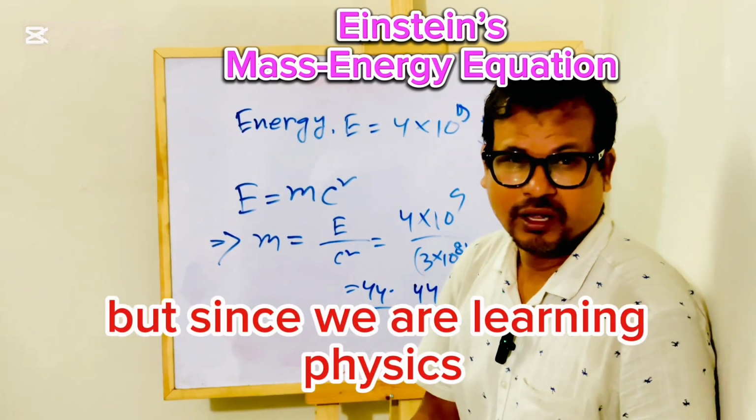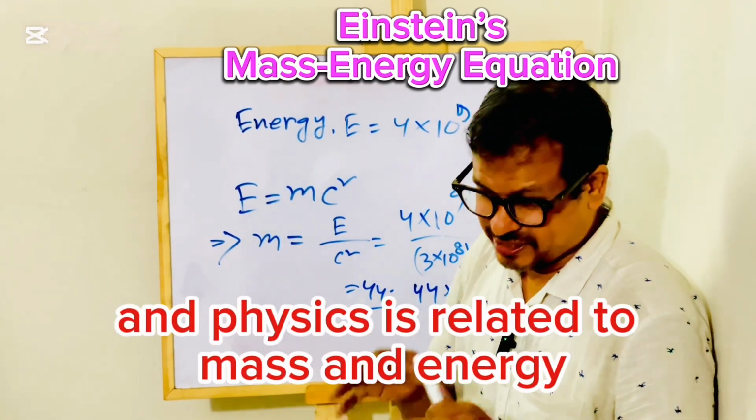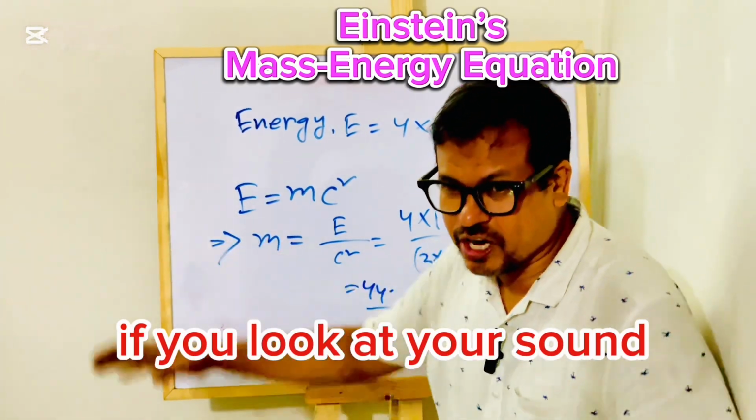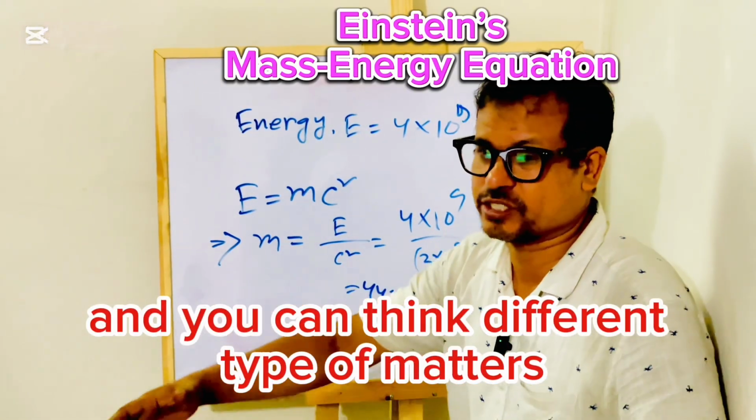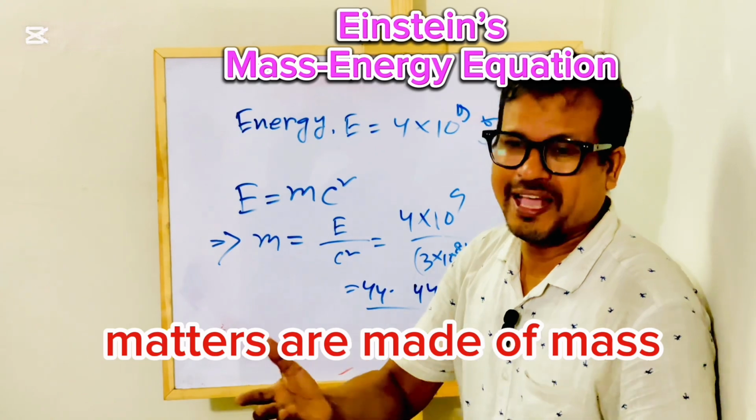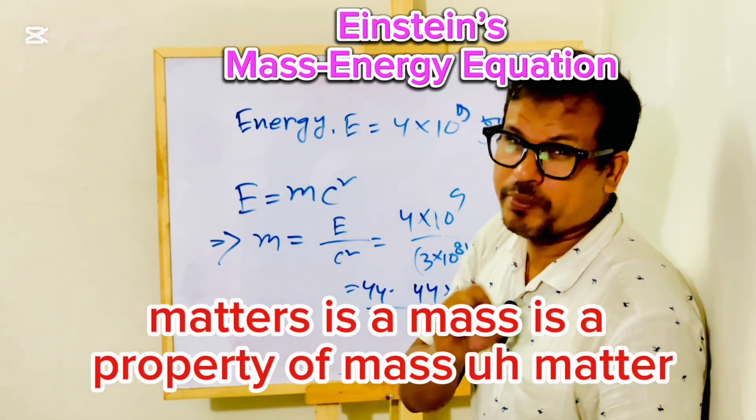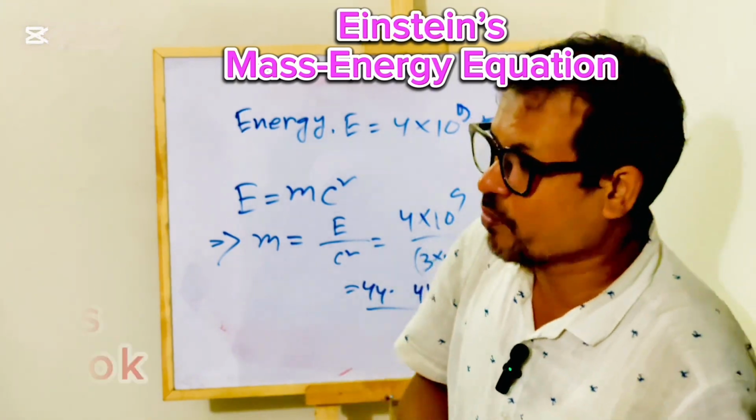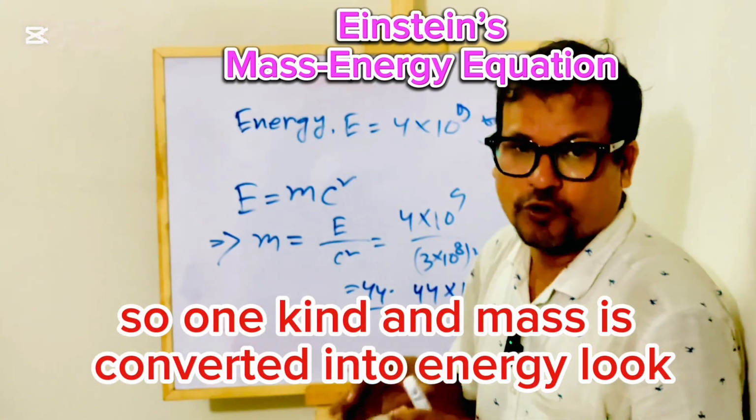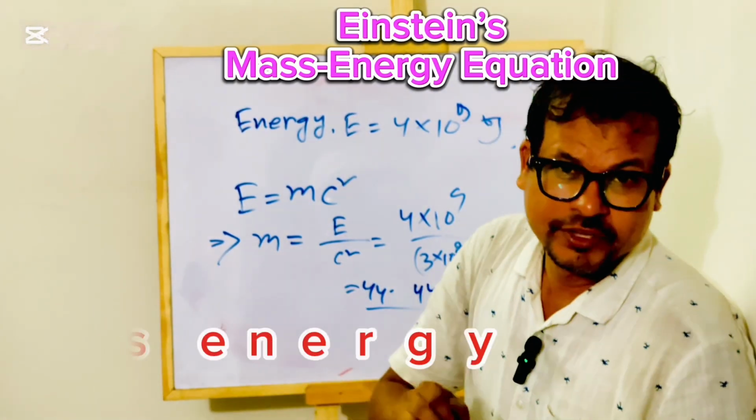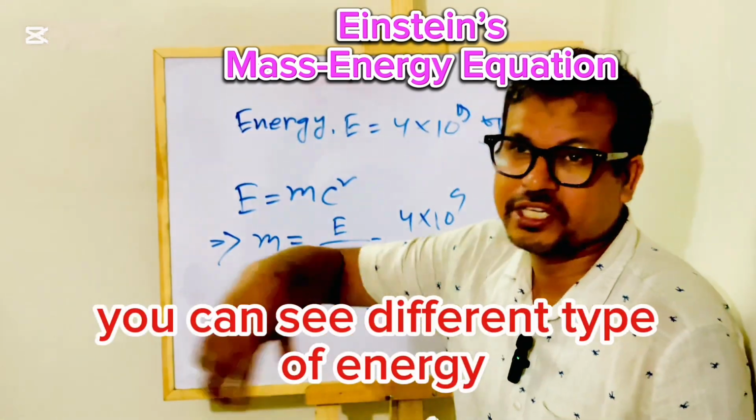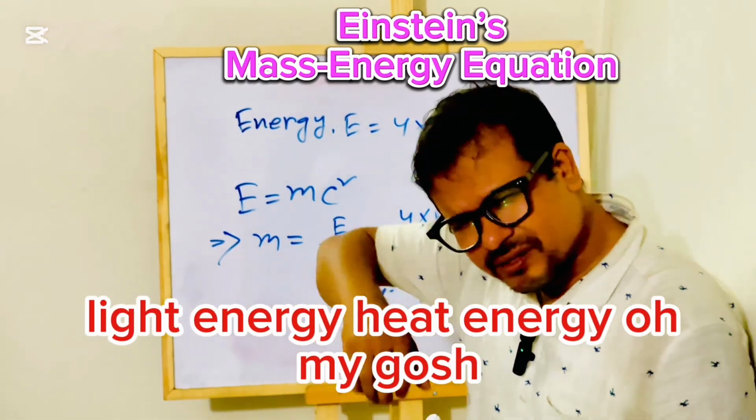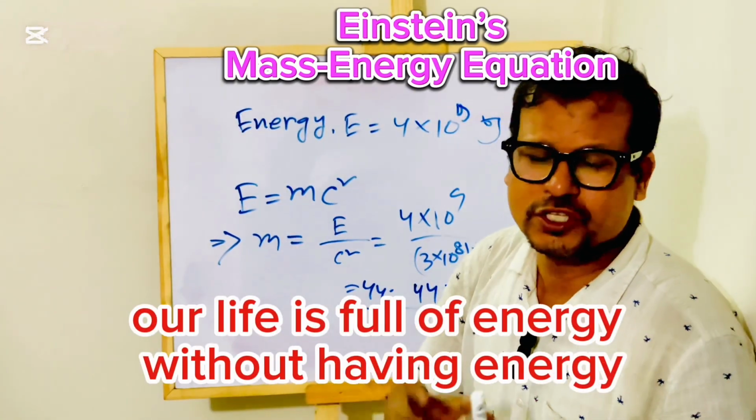Since we are learning physics, and physics is related to mass and energy, if you look at your surroundings, you can think of different types of matter. Matter is made of mass. Mass is a property of matter. Any matter has mass, volume, density, and so on, and mass is converting into energy. Physics means energy. You can see different types of sound energy, electrical energy, light energy, heat energy. Oh my gosh, our life is full of energy.